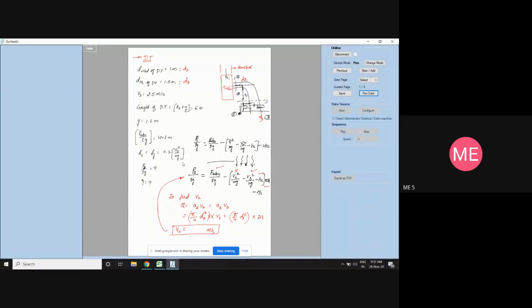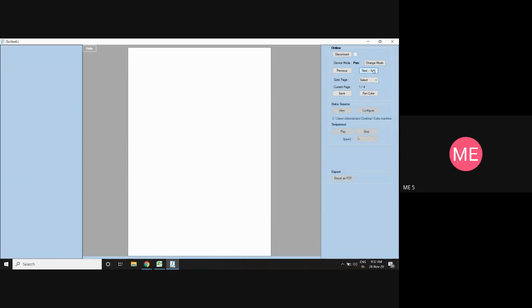I'll just explain the procedure, then I'll get P by rho g. I'll go to the next sheet and write it. If I substitute back, I will get P2 by rho g in meters.